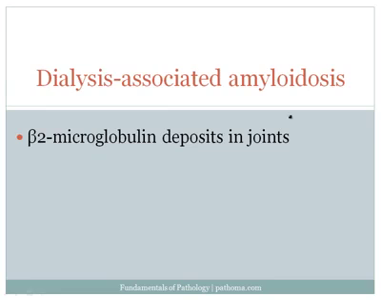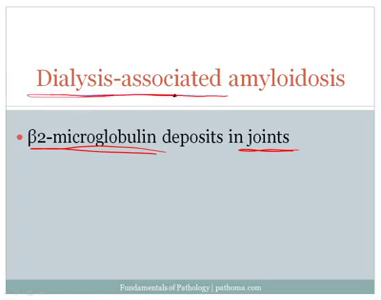An additional type of localized amyloidosis is dialysis-associated amyloidosis. A few very high-yield principles here. Number 1, the amyloid that deposits is called beta-2 microglobulin. Number 2, it deposits in joints. And number 3, it occurs in patients who are on dialysis.